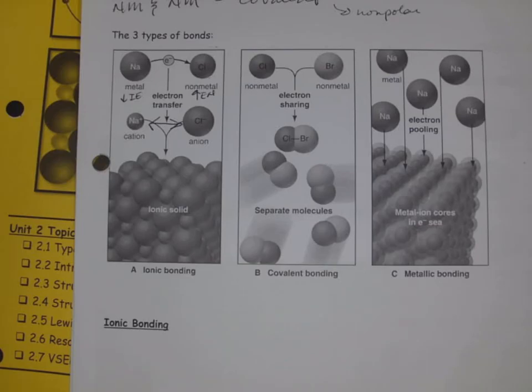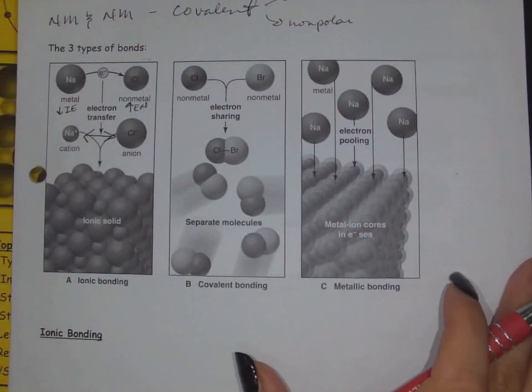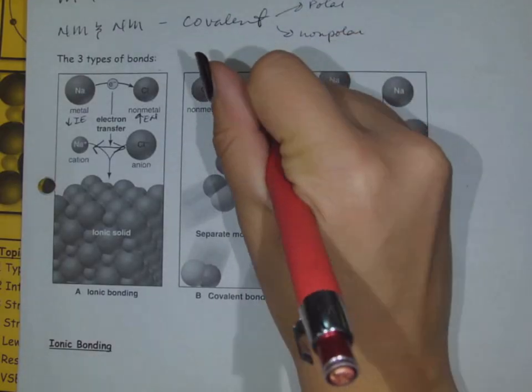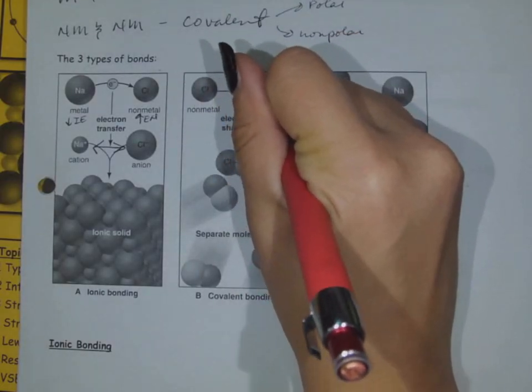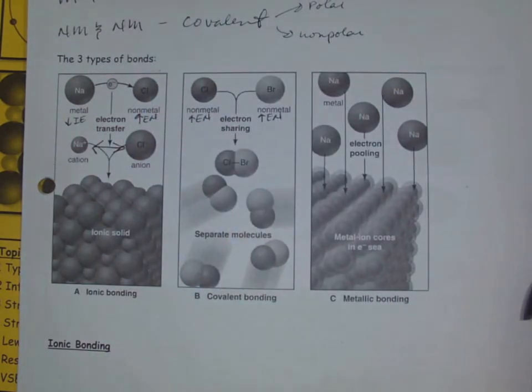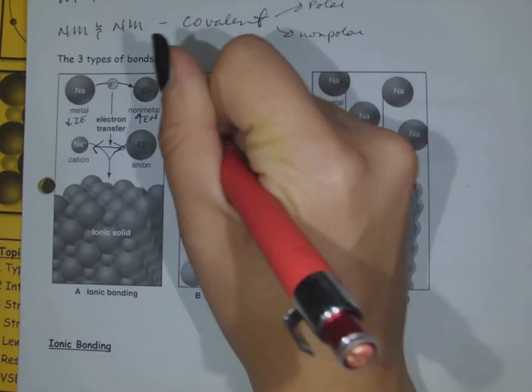Now, with a covalent bond, it's between two nonmetals. And like we said with the ionic, nonmetals have higher electronegativity. They're both trying to steal electrons from other atoms. But another important thing to know, especially for covalent bonding, is they also both have high ionization energy.